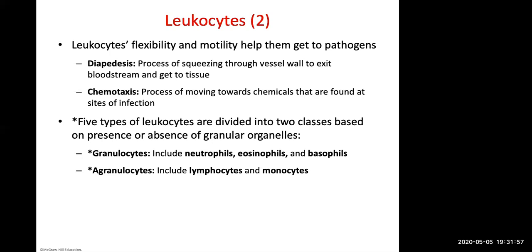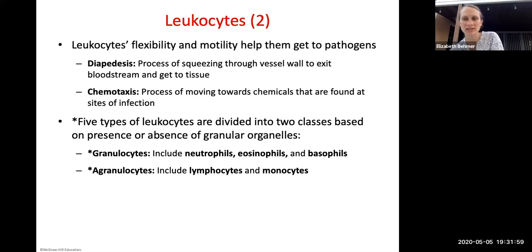I'm just going to skip down to the 5 types of leukocytes, because this is what you might see again in future classes. The 5 types of leukocytes either have granules in them or lack granules. The granulocytes include neutrophils, eosinophils, and basophils. And agranulocytes include lymphocytes and monocytes. So those are the 5 types of leukocytes, white blood cells, and they each have their own particular function.